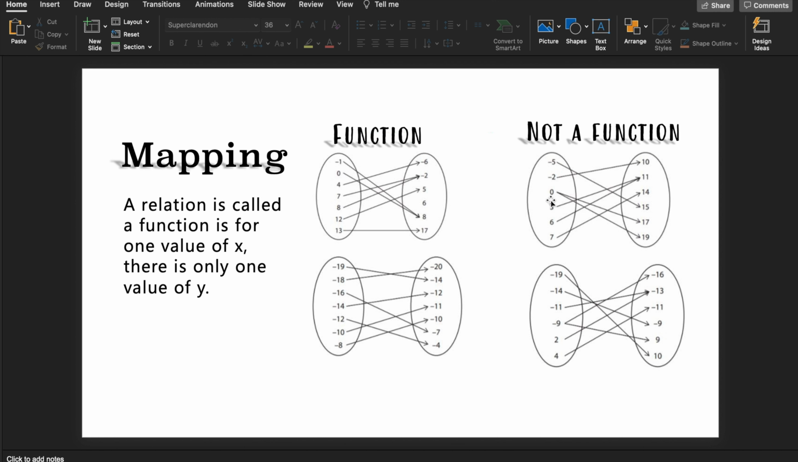But then for this one, if you look, one value of x gives you two different values of y. So this would not be considered a function, as I've stated here. Even over here, minus 9, this is the x coordinate value, remember, and this is y. So one value of x is being mapped to two different values of y. So that's why this is not a function.